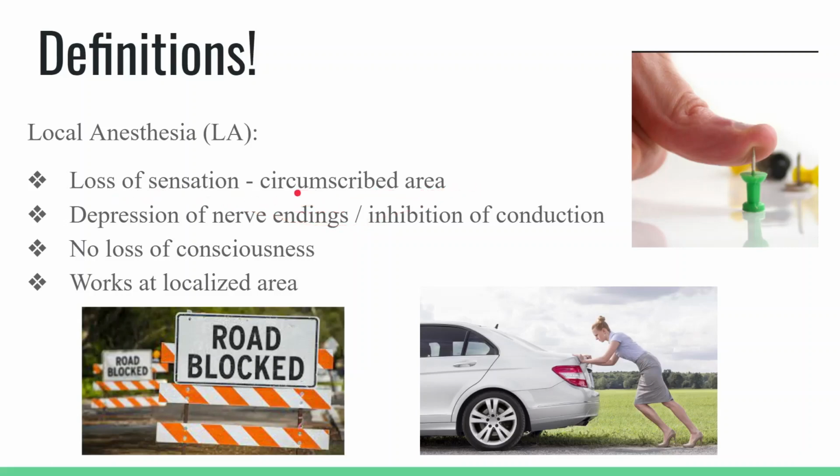Now, this loss of sensation happens because of a depression of nerve endings. The reason why we feel things like pain or touch or pressure is because of these sensory nerve endings. If we are able to depress these nerve endings, then we are going to cause local anesthesia. And also by inhibition of conduction, because we know that these sensory impulses have to travel to the central nervous system for us to actually interpret these sensations. By inhibiting the conduction of these signals to the central nervous system, we can also cause local anesthesia.